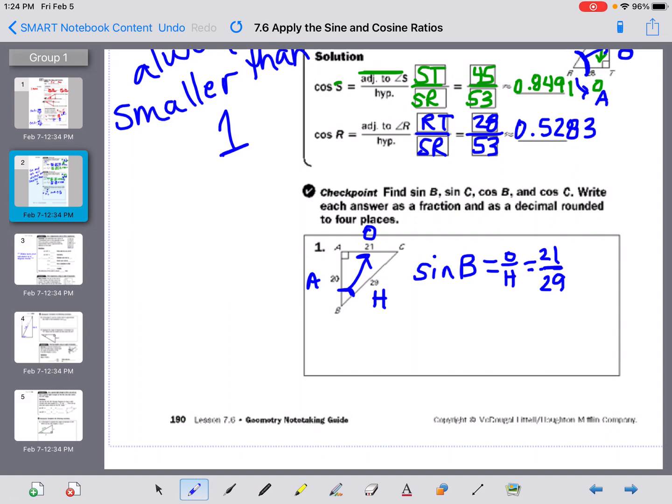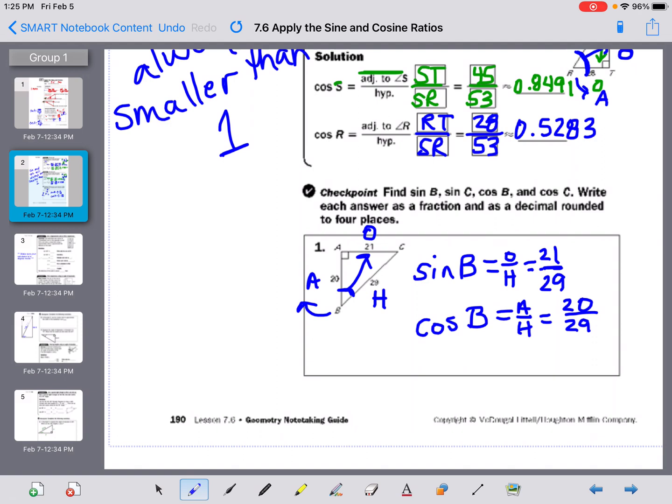Okay. Because I'm already at B, I'm going to go ahead and find the cosine of B at the same time, because I've already marked angle B with adjacents and opposites and hypotenuse, so I don't have to remark it. So for cosine of B, I want the adjacent over the hypotenuse. So the adjacent is this leg right that it's touching, the 20, over the hypotenuse, which is 29. Okay, so there's my fractions, right?